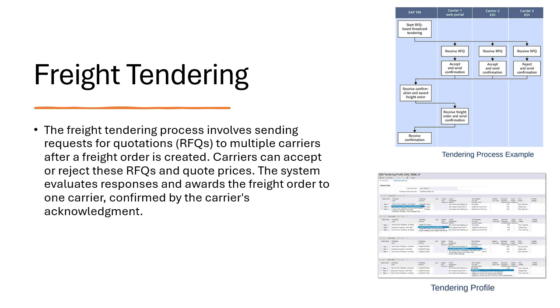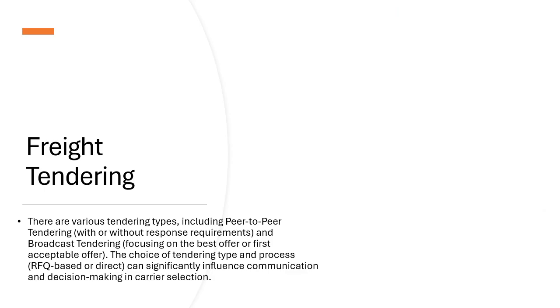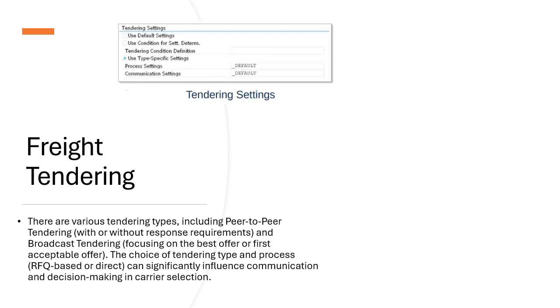Next is the tendering process, and how it happens. It is defined by certain rules and parameters, such as response time within time windows, evaluation criteria for bids, and automatic selection options based on predefined priorities. This image shows the settings used in the tendering process.